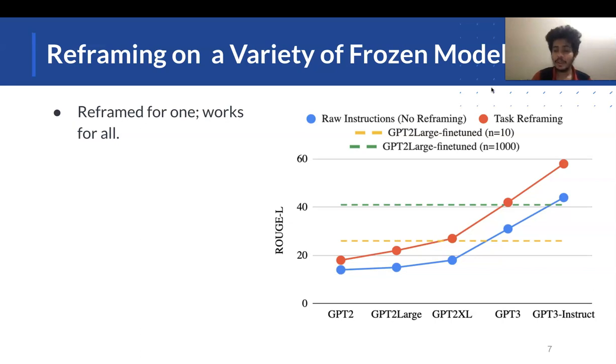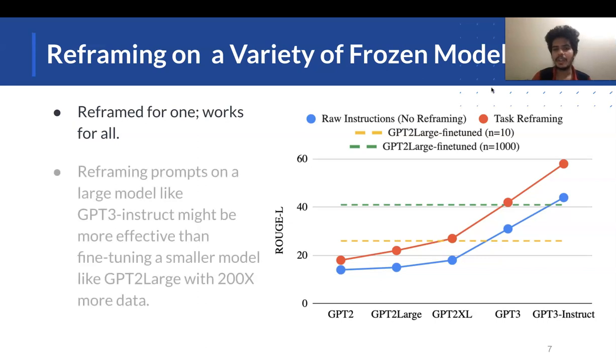We also fine-tune GPT-2 large because you cannot fine-tune GPT-3, and we see that the fine-tuned performance of GPT-2 large is still lower than reframing performance with GPT-3 instruct. This might indicate that reframing prompts on a large model like GPT-3 instruct might be more effective than fine-tuning a smaller model like GPT-2 large with 200x more data.